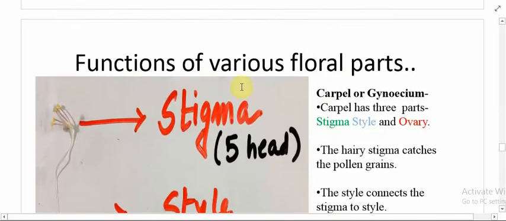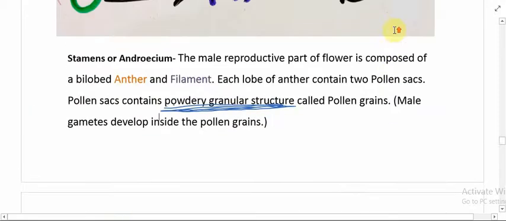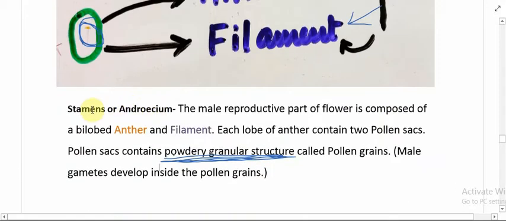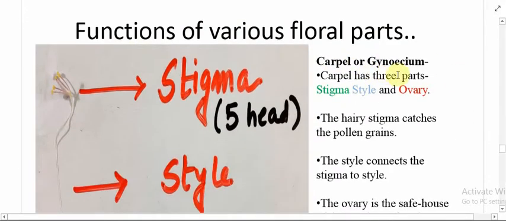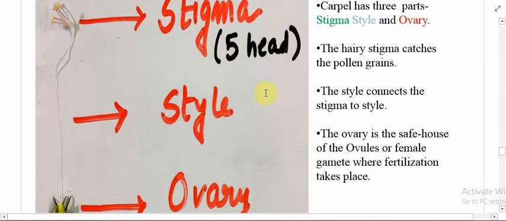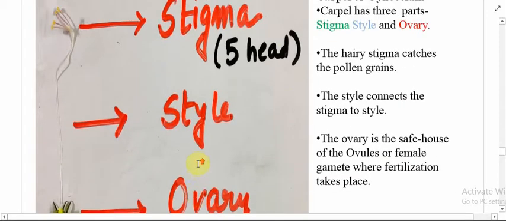Okay, function of various floral parts. In this portion, you can see carpels or gynoecium. So the other name of androecium is stamens. The other name of gynoecium is carpel. Carpel has three parts: stigma, style, and ovary. In bright red color, I have marked them: stigma, style, and ovary.